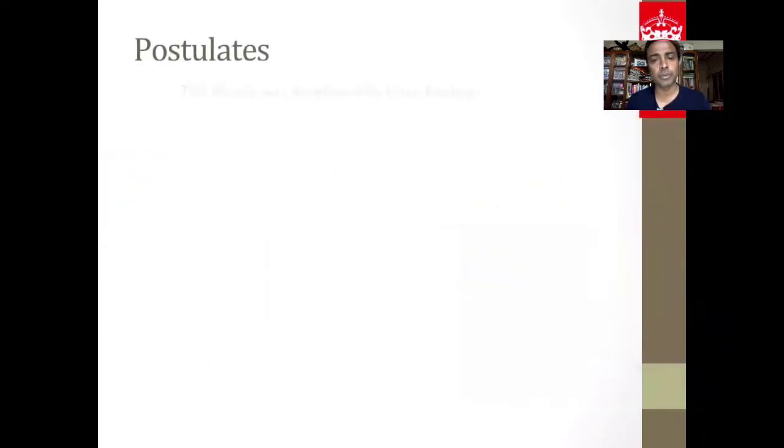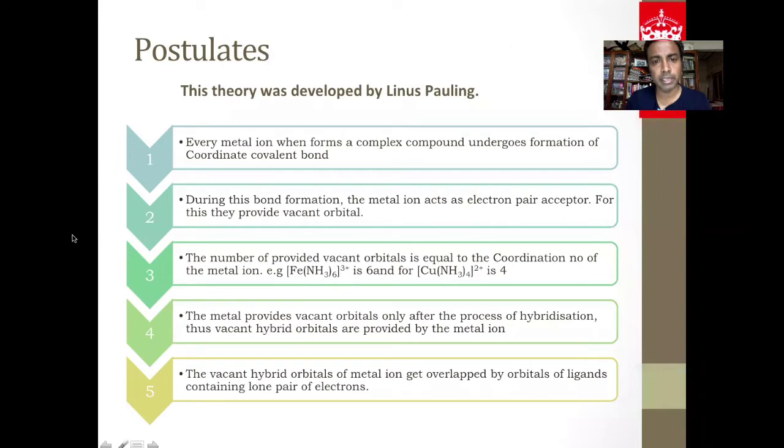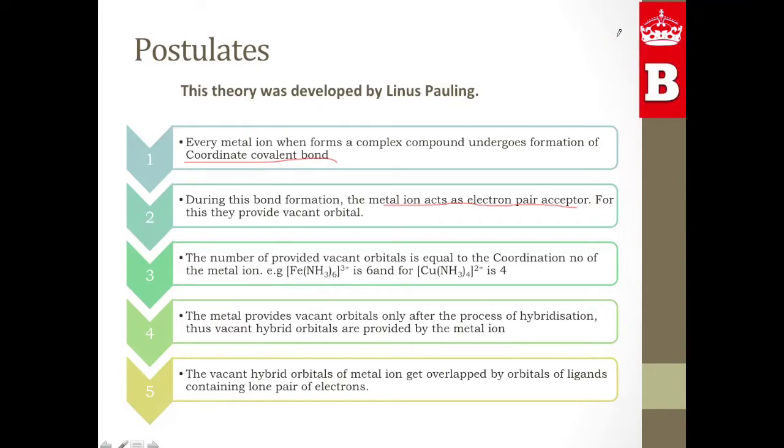So what are the postulates all about? It was first developed by Linus Pauling. The theory basically deals with the complex compound undergoing coordinate covalent bond. During the bond formation, the metal ion accepts an electron pair. Metals will always be accepting electron pairs.